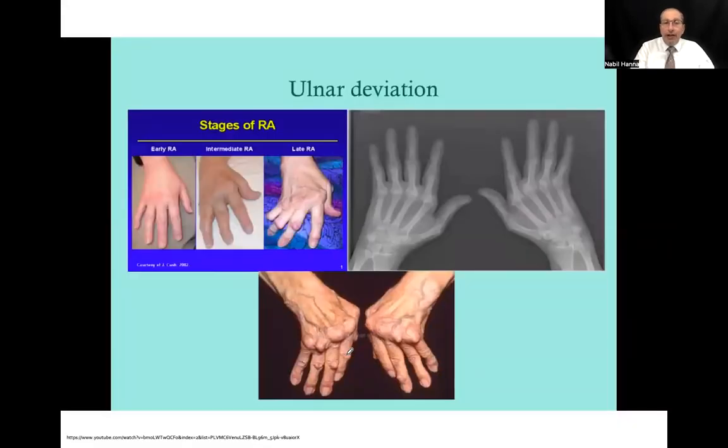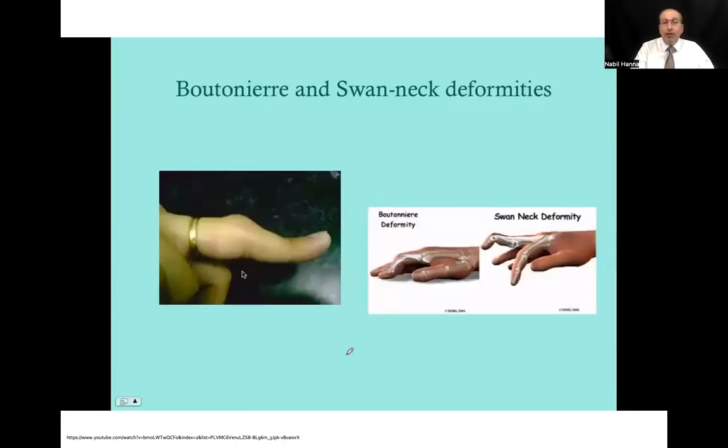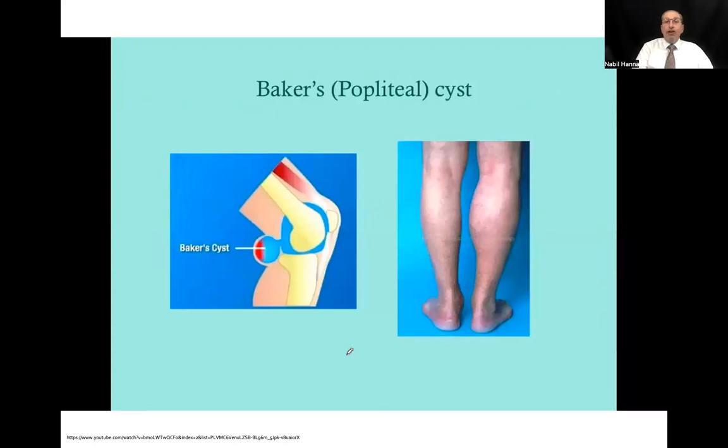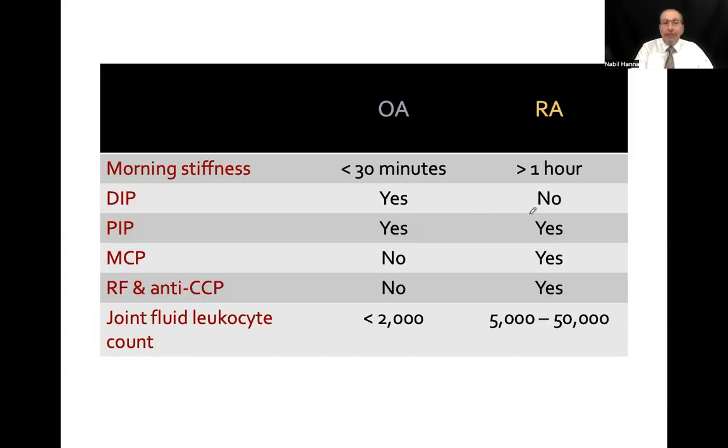More pictures of the ulnar deviation of hands in rheumatoid arthritis, boutonniere and swan neck deformities. When rheumatoid arthritis involves the knee, an inflamed cyst can develop at the back of the knee, at the popliteal fossa, and we call it Baker's cyst.